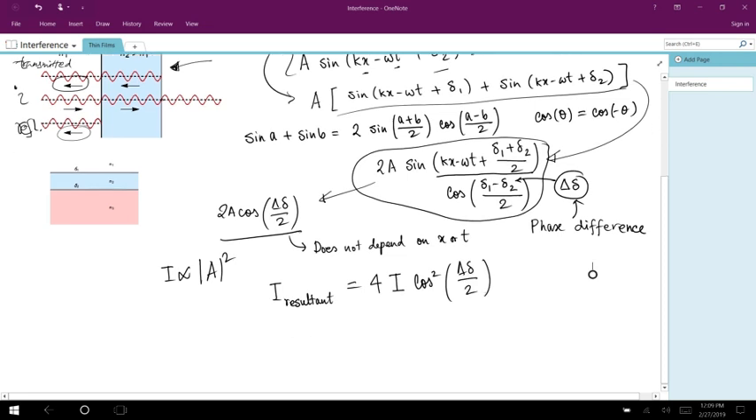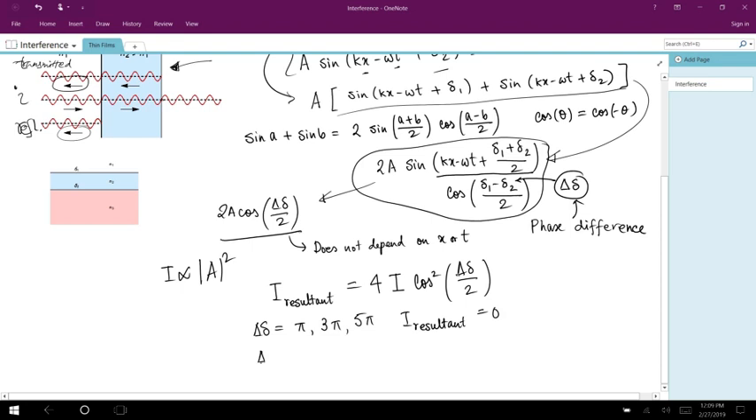Okay, so the intensity, now you can see as delta varies, as I change delta, at the same x and t, I can get different values of I resultant. And in particular, if delta delta is equal to pi or 3 pi or 5 pi, etc., if we put it back in here, we get I resultant equal to 0, right? I resultant equals 0.